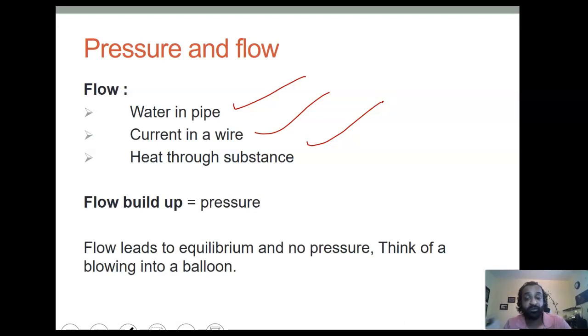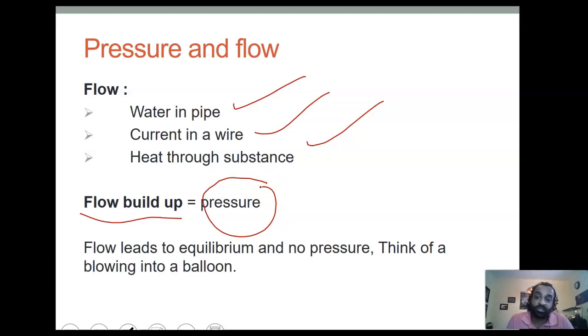Water flowing through a pipe, we're moving potential and kinetic energy. Current in a wire, we're moving charges and electricity through a wire. Heat through a substance, we're moving a lot of heat through material, be it a pan, a rod, or a steel pipe. If you heat it, it will keep moving heat and it will keep dissipating. In a radiator, that's again heat moving through a substance. So flow buildup creates pressure.